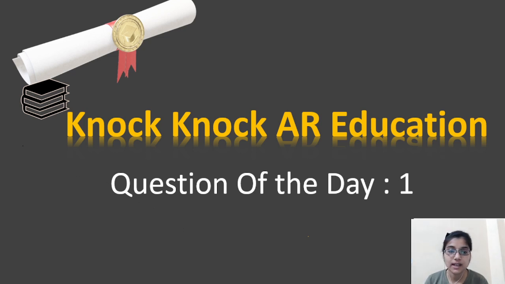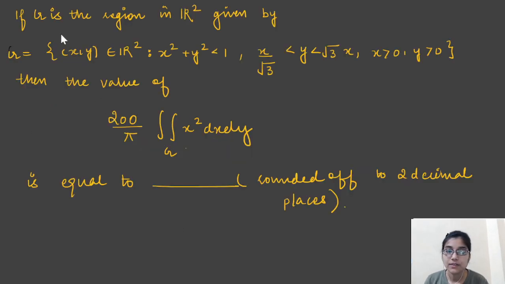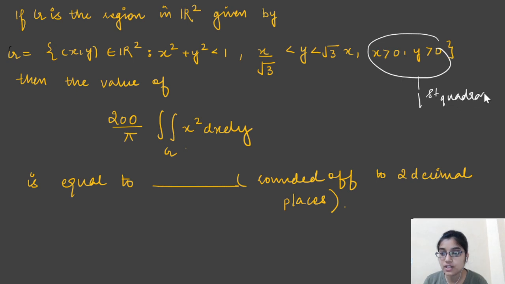So the question that I gave you was this: if G is the region in R2 given by G equals (x, y) from R2 such that x square plus y square less than 1, and y lies between x by root 3 and root 3x, where x and y both are strictly greater than 0. So what does this represent? This represents that we just have to work in the first quadrant. So whatever region of integration is going to be there, it is going to be in the first quadrant.